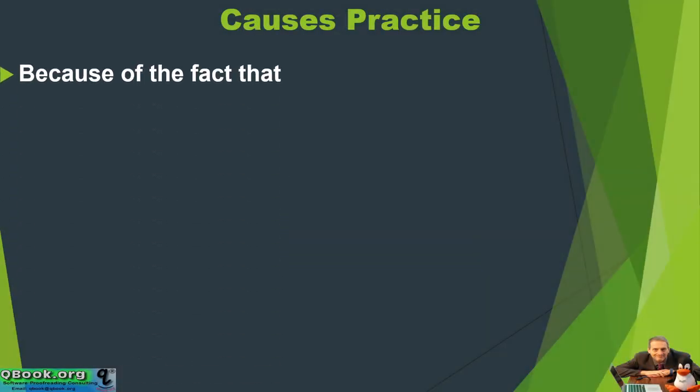Let's look a little bit at causation, causational relationships. Because of the fact that, due to the fact that, since. Now these are all linking something to something, right? A happened and caused B to happen. B happened and caused C to happen. So: because of, due to, and since.